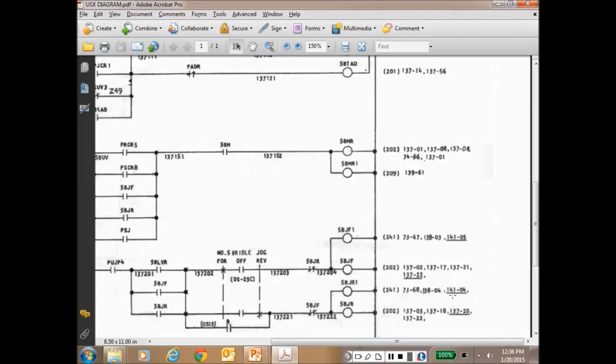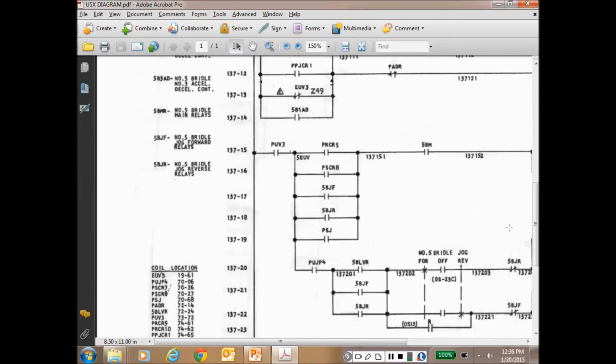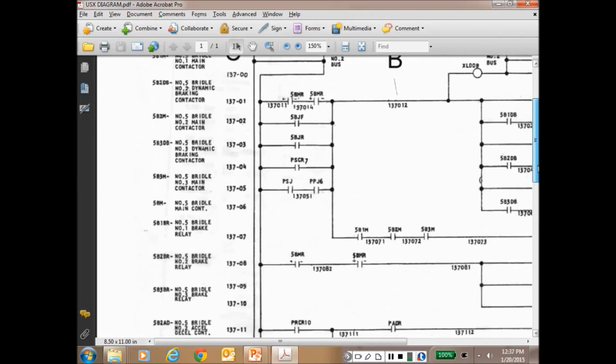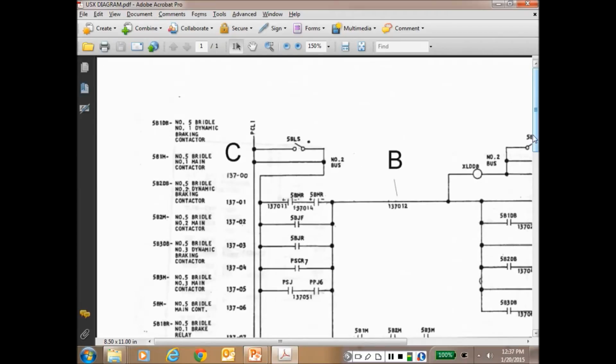I don't know what this was. What I like about these is they give you the names of the relays and what they stand for over here on the left. So number 5 bridle, number 1 dynamic braking contactor. Which don't mean anything yet, but we'll talk about some of these things, and we'll talk a little bit more about what a bridle was.